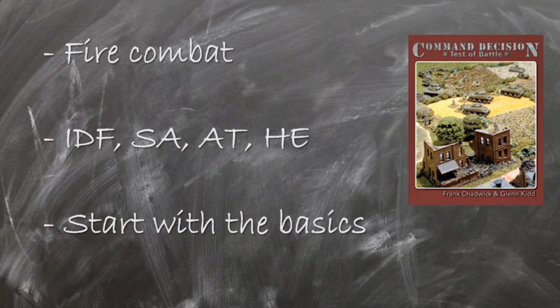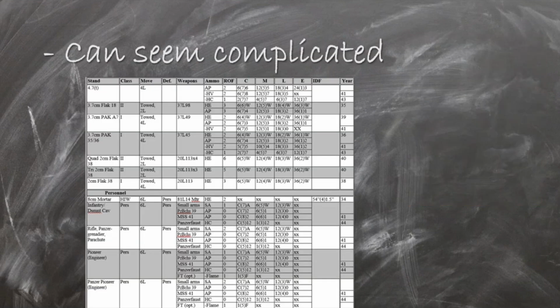So what we're going to do here is start with the basics and go over the basic process, which is similar for all of these, and then we'll go into the details of each. Now, this is where Command Decision can seem complicated. In the game, lots of different weapons have lots of different statistics and numbers and things like that, and it can be a bit overwhelming when you first look at it.